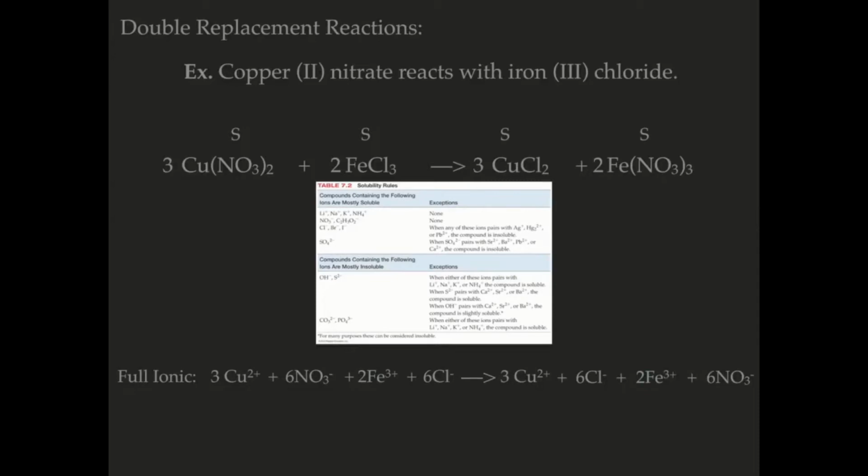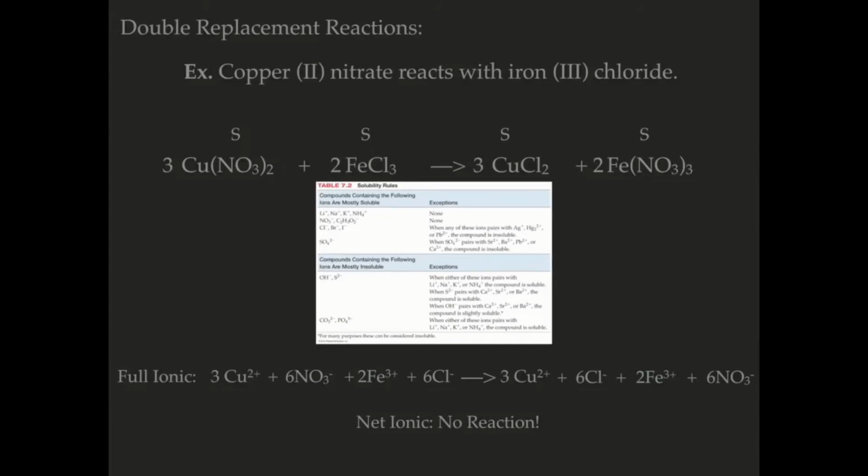Notice everything broke apart. And so, to find my net ionic equation, what I'm going to do is anything that's the same on my reactant and my product side, I'm going to cancel out. And so what you should notice is everything cancels out, which means that there is no reaction. The net ionic equation, there's nothing. No reaction actually occurs. Nothing's going to form.